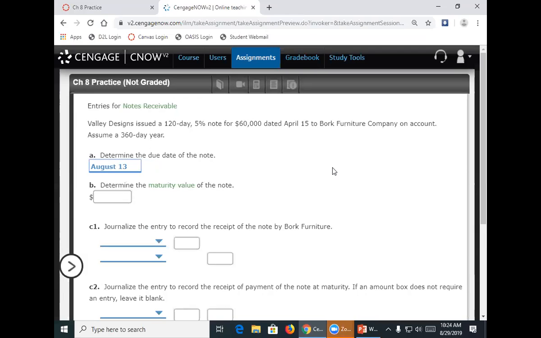Part B says determine the maturity value of the note. Again, in order to do that, we have to calculate the interest first. So I would just follow the same formula that's on the board. In this case, it's a 60,000 face value times a 5% interest times 120 over 360. $1,000. Very good. So that would be $1,000 of interest.